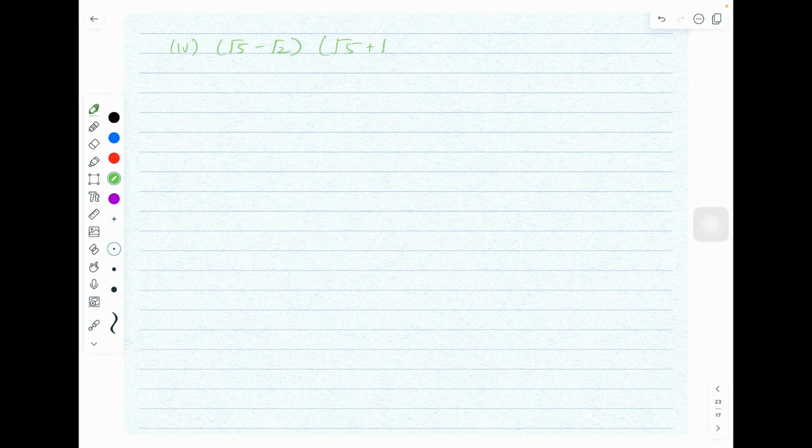This is also the same thing. Root 5 minus root 2, this is a, this is minus, this is b. This is a, this is plus, this is b. A plus b, we know, gives a square minus b square. Instead of a, we have root 5 whole square, minus b, instead of b we have root 2 whole square. So 5 minus 2 is 3.